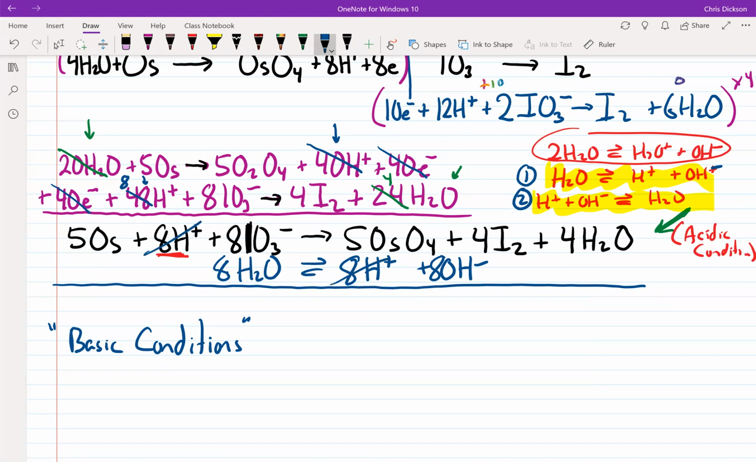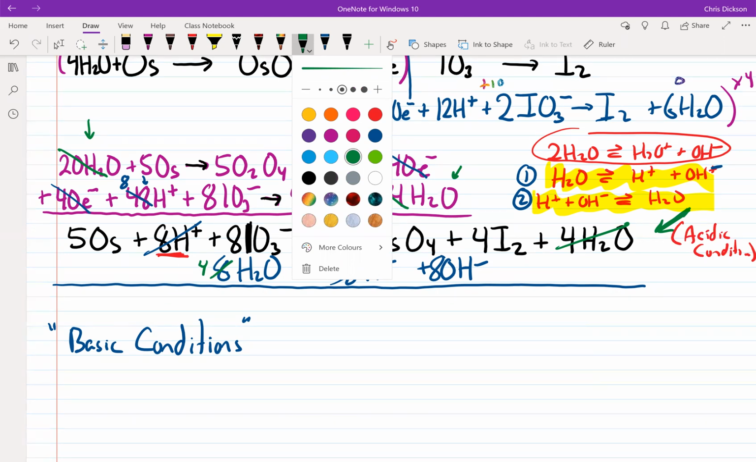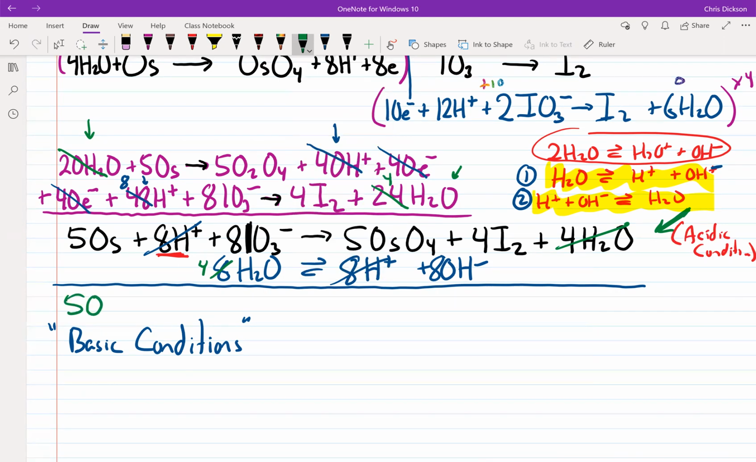Now I do have to take care of some water here because the right-hand side had 4 waters. This had 8 waters. So really I have 4 waters left. So 4 H2O left. So now I balance this reaction. I get 5 OsO4 plus, H's are gone, 8 IO3 minus plus 4 H2O, going to form 5 OsO4 plus 4 I2.